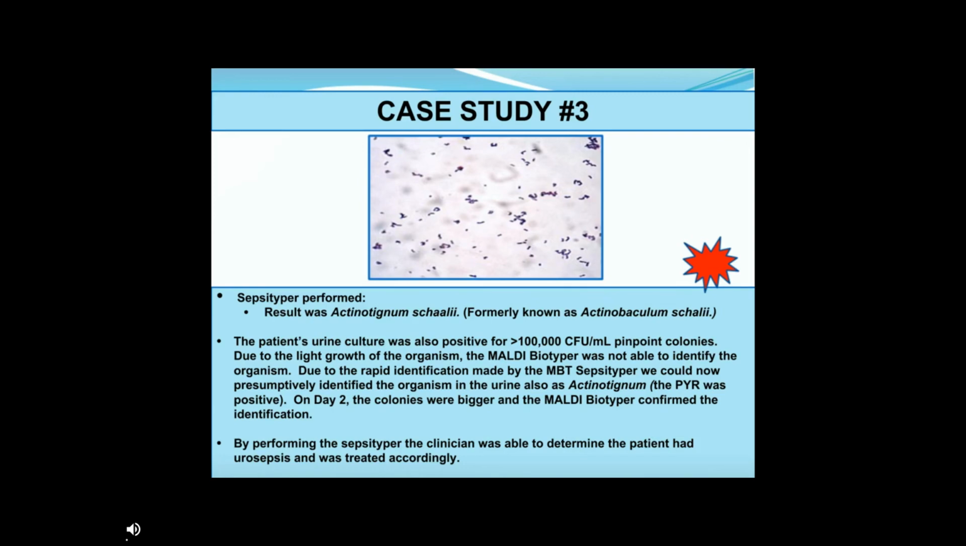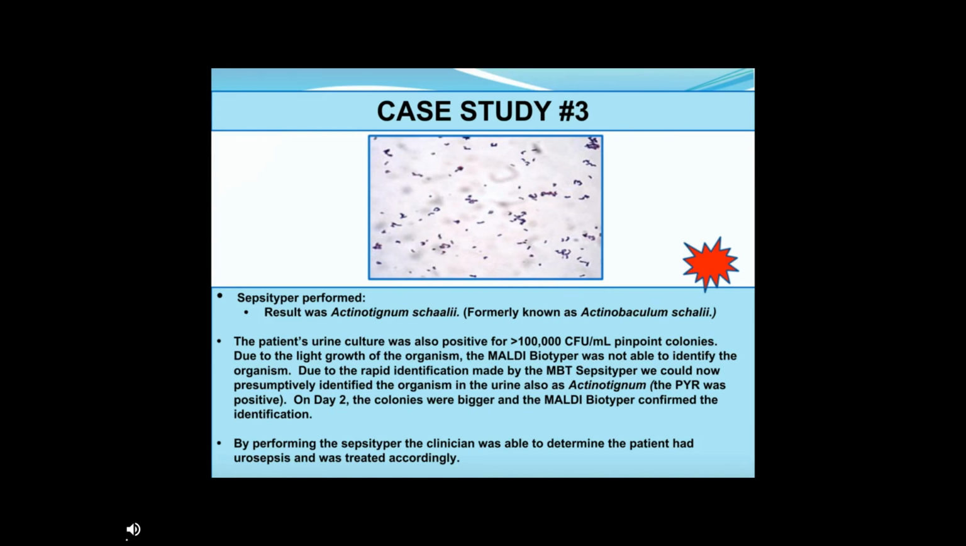So we did look a little further into the patient's history, and we noticed that we did have a urine culture that did have greater than 100,000 CFUs per ml pinpoint colonies. Because the colonies were so small, the technologist said, I'm going to reincubate this plate for tomorrow, and then we'll see what it looks like. So by having that Actinotignum schaalii identification from the Sepsityper, on day 2, the colonies were a little bit bigger.